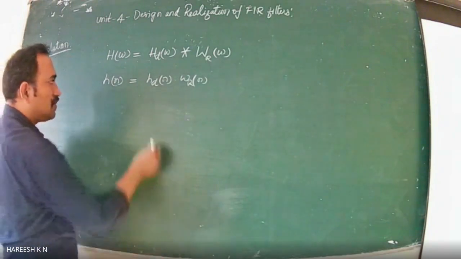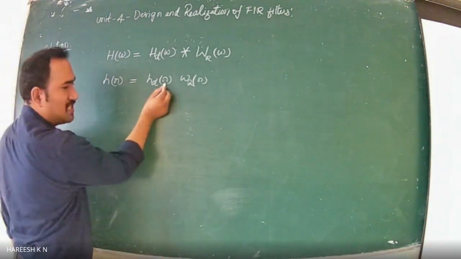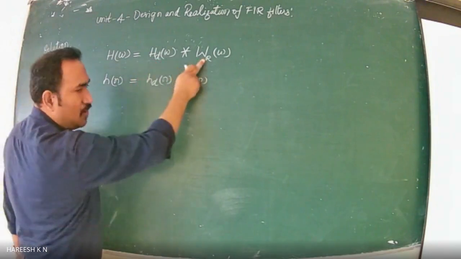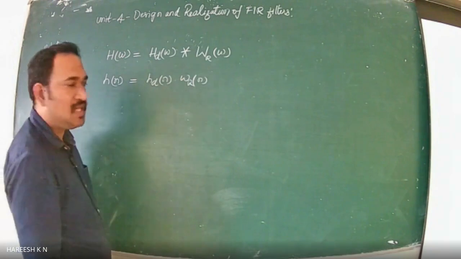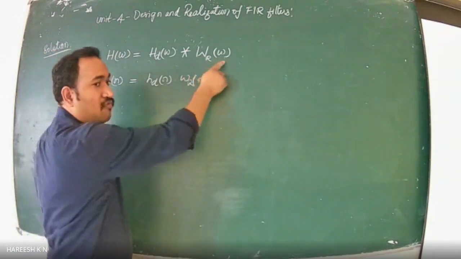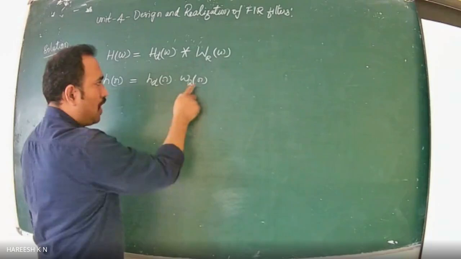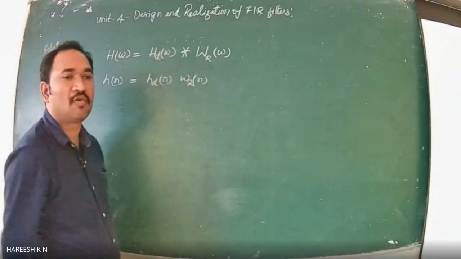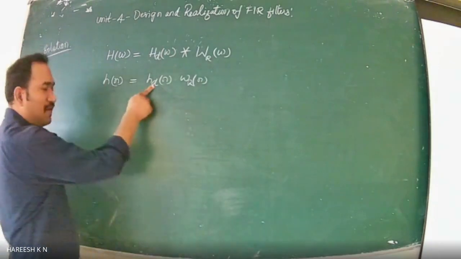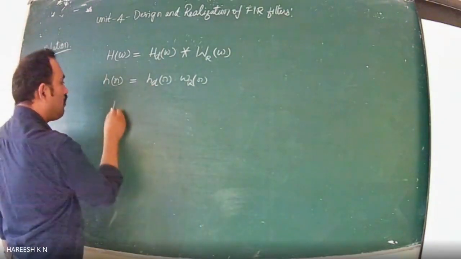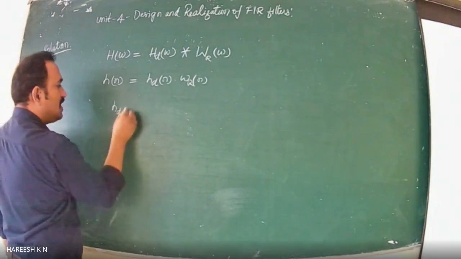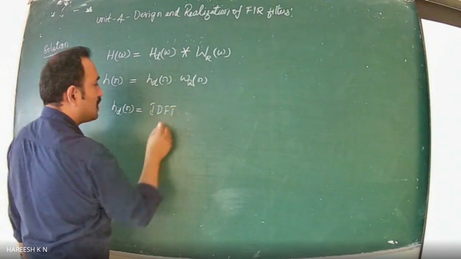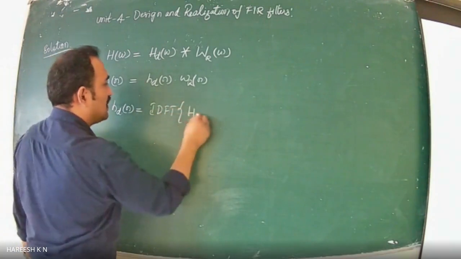Now we are supposed to find hd of n first. Basically, to find h of n, obviously HD of omega is given and wr of n is given. It is not given as wr of omega. WR of n is given, isn't it? The window function is given, not its frequency domain counterpart. Therefore, hd of n is what we need to find now. How to find it? Hd of n is equal to the inverse discrete Fourier transformation, IDFT, of HD of omega.